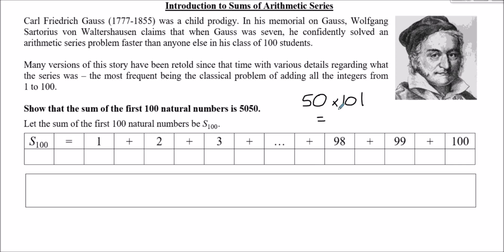5 times 101 is 505. Add on that 0, gives us 5050. Another possibility of what he did, and this idea is going to have more currency and is going to be much more versatile for our problems, is what he may have done is reverse the order. So this is what I'm going to do here. So just rewriting it in the reverse order.